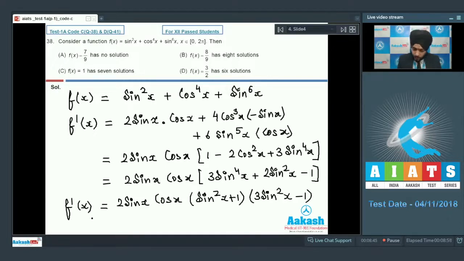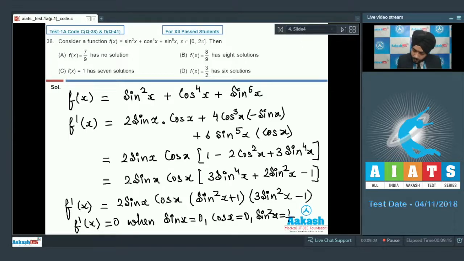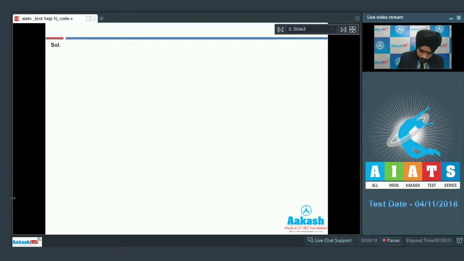So f'(x) is equal to 0 when there are 3 possibilities: sin x equal to 0, cos x equal to 0, sin²x equal to 1 by 3. Okay, so let us try to plot the graph of this particular function by using increasing decreasing nature. The interval given is 0 to 2π.